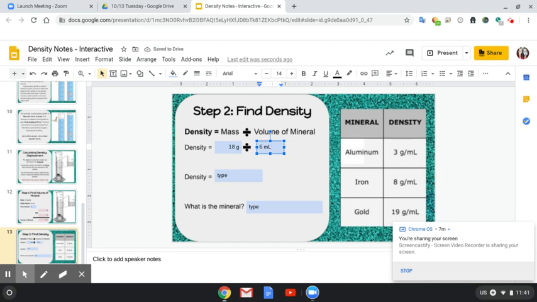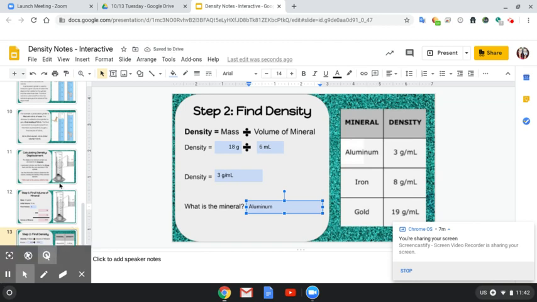So you're going to put it into your calculator. 18 divided by 6 gets you 3. So our density is going to be 3 grams per milliliter. Where do we get the grams? Right here. Where do we get the milliliters? Right here. And what mineral is it? So now we have to look at our list at which one is 3 grams per milliliter, and it's aluminum. So that unknown mineral is aluminum, yes. I'm a terrible speller.